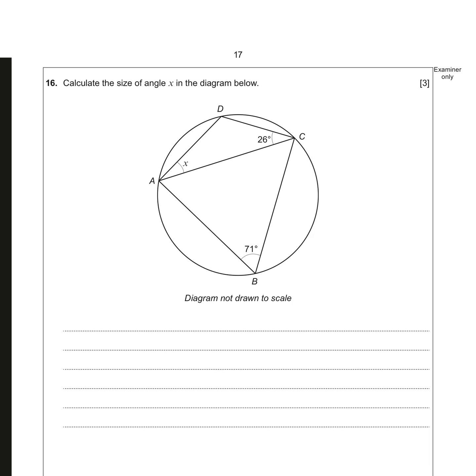Okay, question 16 to 18 of the Maths June 2018 Unit 1 paper. Question 16 is about circle theorems. There's quite a few circle theorems. The one that we need here is called cyclic quadrilateral.